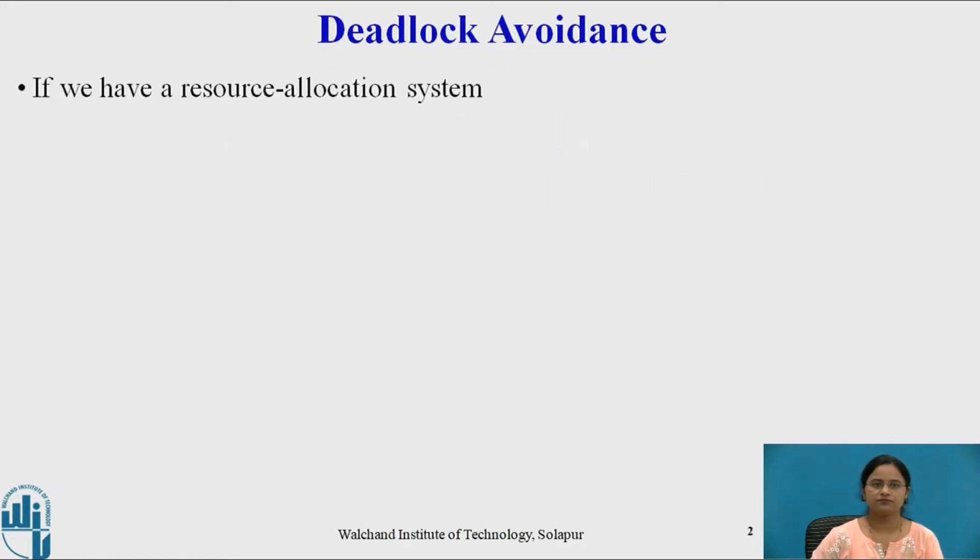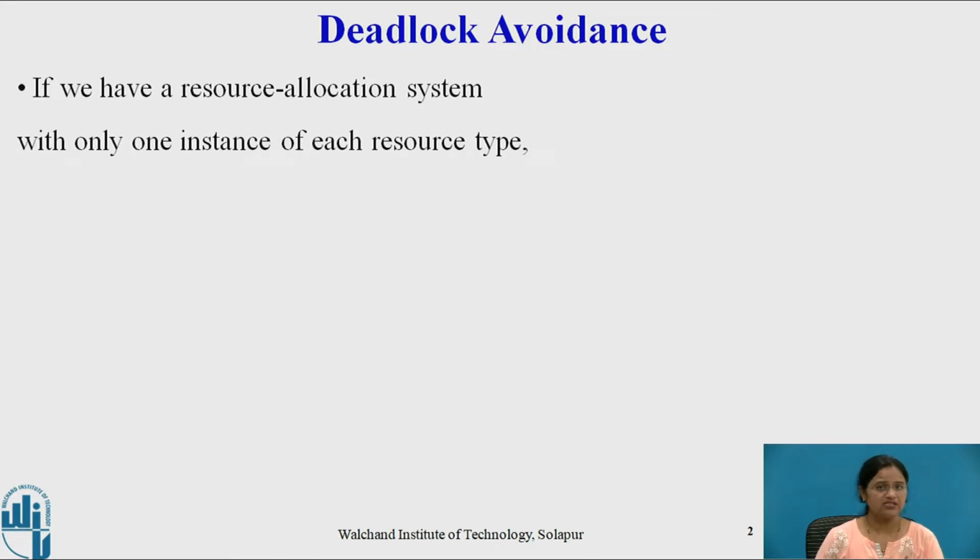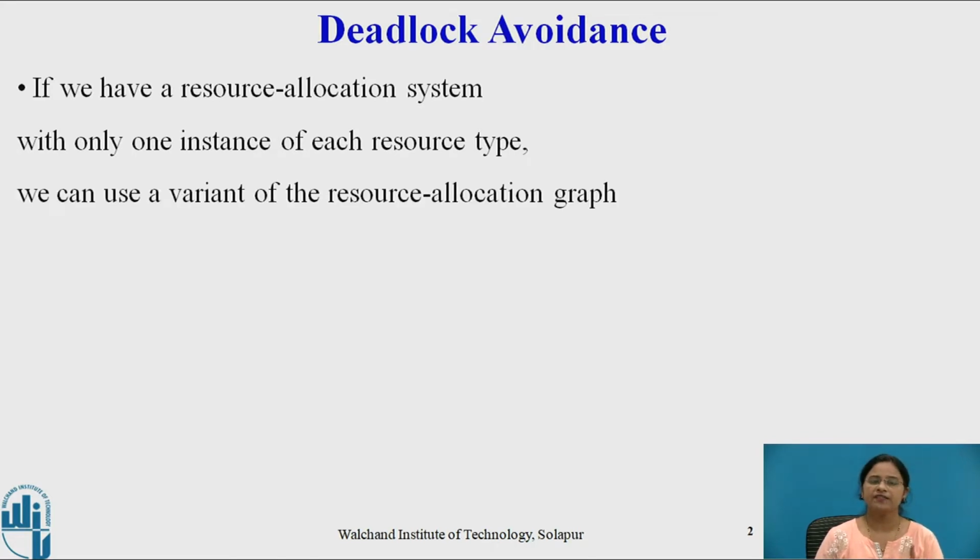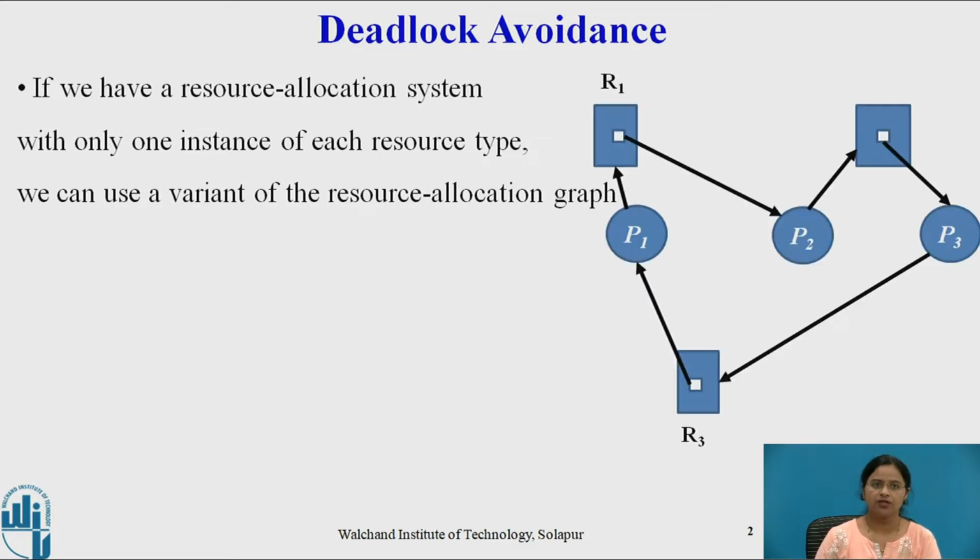And now, what is deadlock avoidance? As we already know, deadlock avoidance is the state where we wish to secure our system. So, if we have a resource allocation system with only one instance of each resource type, then we can use a variant of the resource allocation graph. We already know the resource allocation graph.